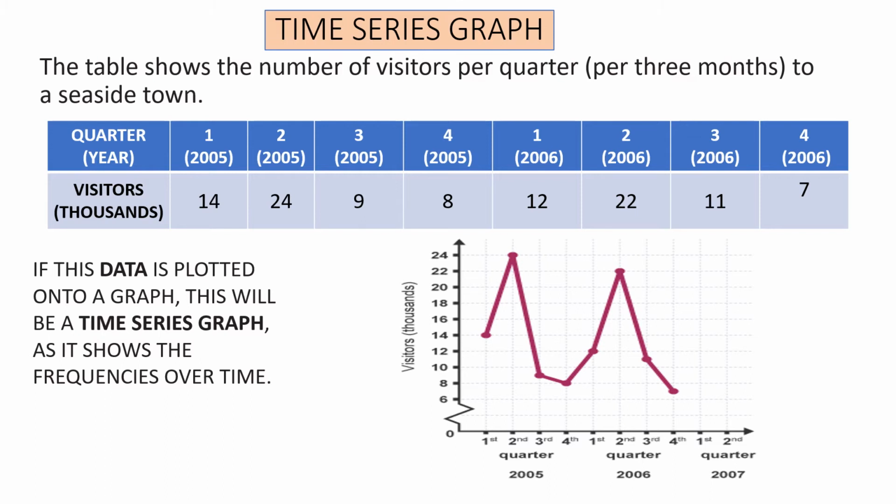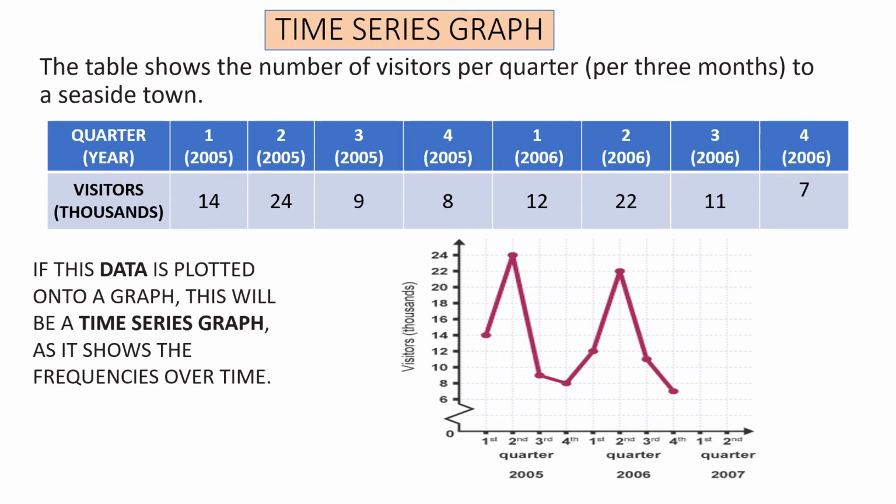How are we going to plot it? For the first quarter, we have 14. Second quarter, we have 24. Third quarter, we have 9. Fourth quarter, we have 8. In a similar way, when we join them from this to this to this, students, we are not adjoining these lines from the axis. We are only joining the points which have been plotted. So in this way, we get a time series graph.